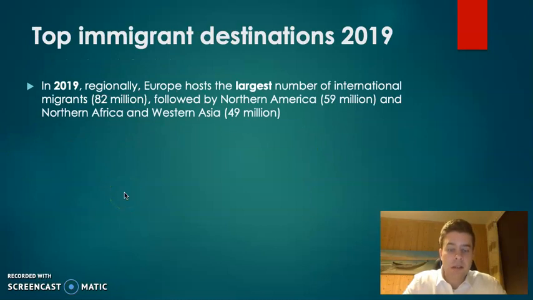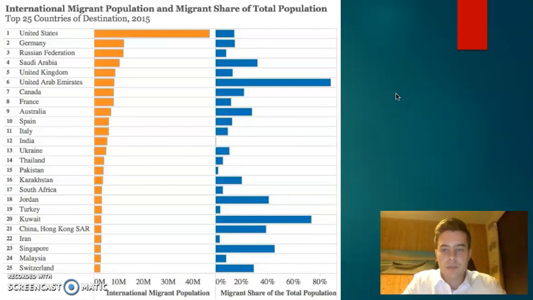Some of the top immigrant destinations in 2019 is actually Europe. Europe hosts the largest number of international migrants right now, 82 million, followed by North America, 59 million, and then we have Northern Africa and Western Asia with about 50 million migrants. And here we can see a chart for the most popular destinations and the countries that hold the largest migrant populations today. That will be the United States, Germany, Russia, Saudi Arabia, and United Kingdom, and you can see the rest of the list for yourself if you pause this video.